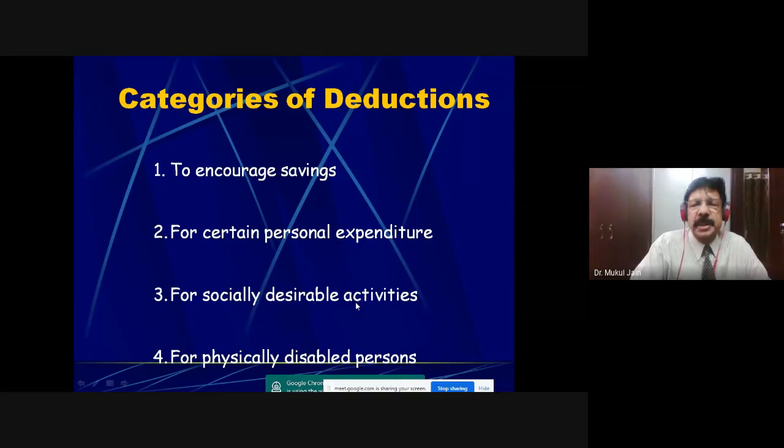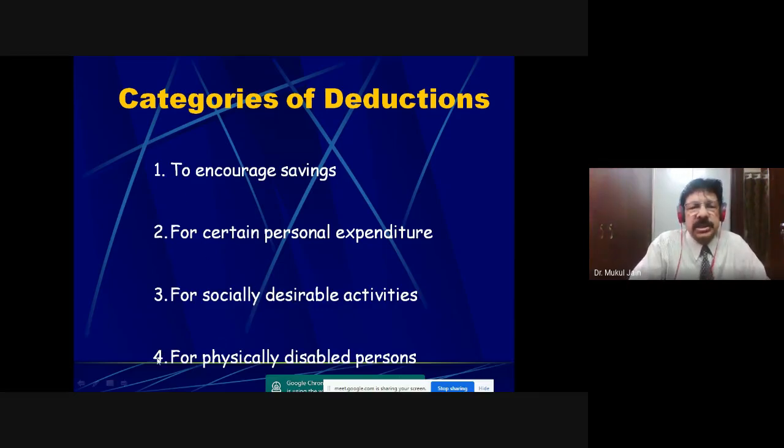Third, for socially desirable activities. For example, there is section 80G, wherein if you donate money to certain organizations, you also get deduction. For example, nowadays, Prime Minister Narendra Modi has launched PM Cares. This PM Cares is a fund for fighting the coronavirus and for providing food to the poor people. So if anybody gives money to PM Cares fund, he gets 100% deduction out of it, because it comes under section 80G.